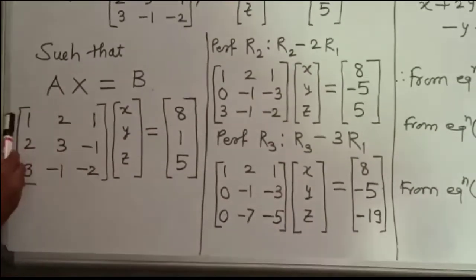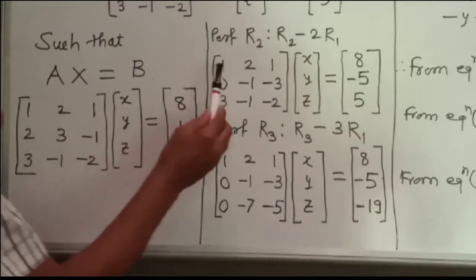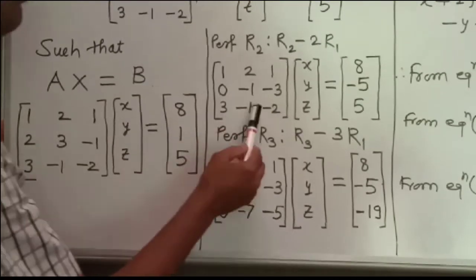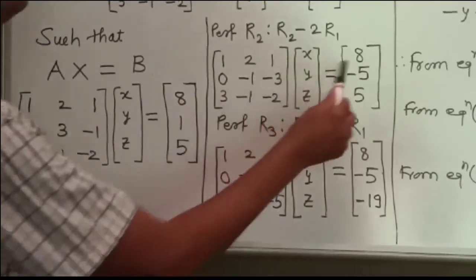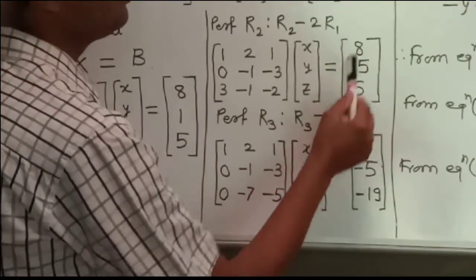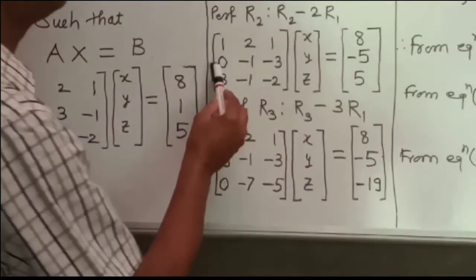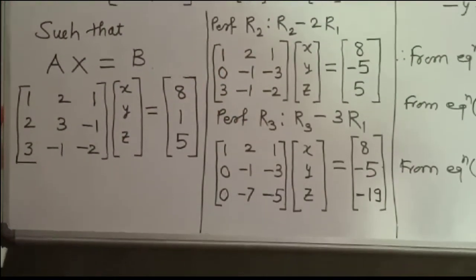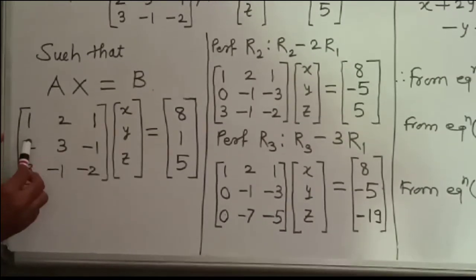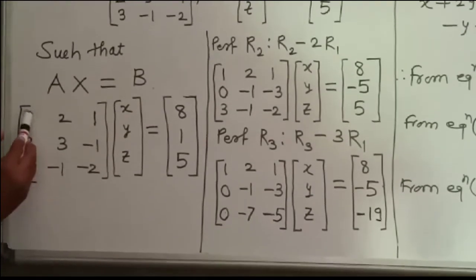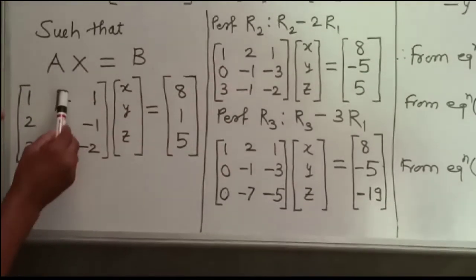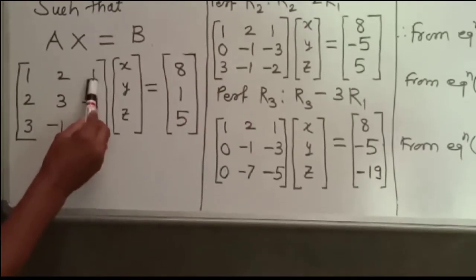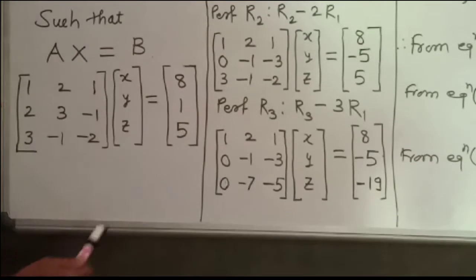Therefore, first of all we write R1 and R3 in the same position. R1 is 1 2 1, R3 is 3 minus 1 minus 2. Here also R1 is 8 and R3 element is 5. We change R2 accordingly, R2 minus 2R1. So 2 minus 1 into 2, 2 minus 2, 0. 3, here 2 into 2, 4, 3 minus 4, minus 1, and minus 1 minus 1 into 2, minus 1 minus 2, minus 3.